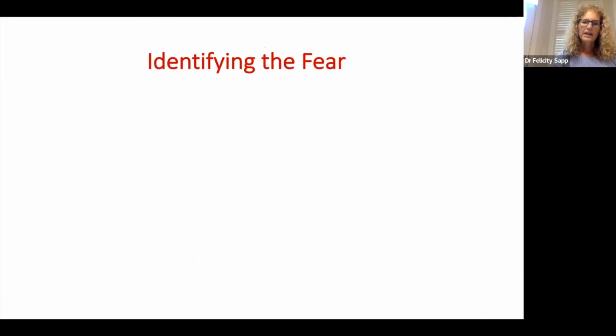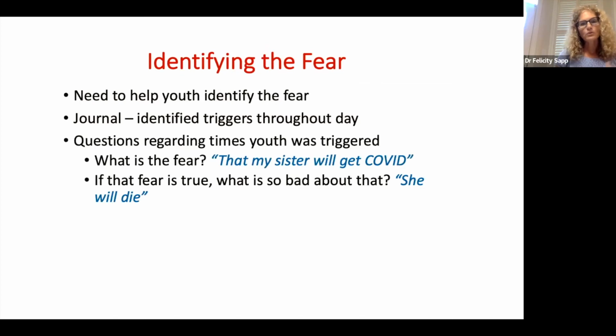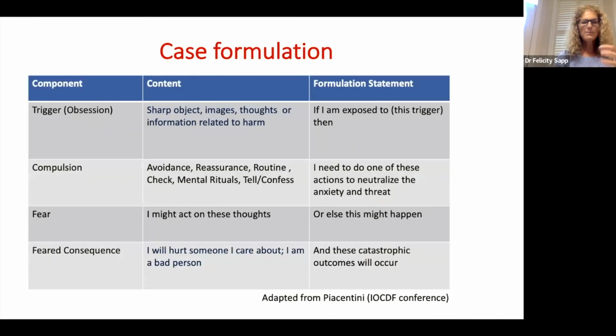An important aspect is to identify the fear. We need to help them identify the fear. Using the journal, you can start to do that, and then ask some questions about those times. What were you afraid of? Well, that my sister could get COVID. Well, if that's true, that your sister could get COVID, what's so bad about that? Well, then she will die. What are you afraid of? Well, that someone could come in our house. And what does that say about the future? Well, mom or I could get assaulted. So we need to identify that fear, because from that, we can do our formulation here.